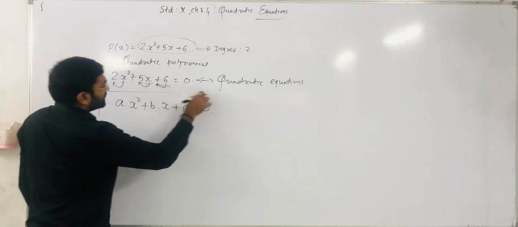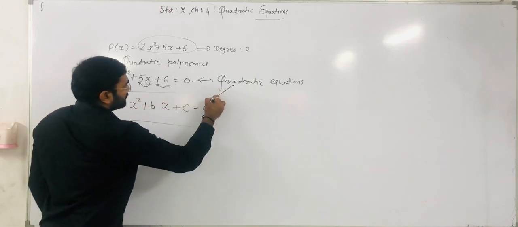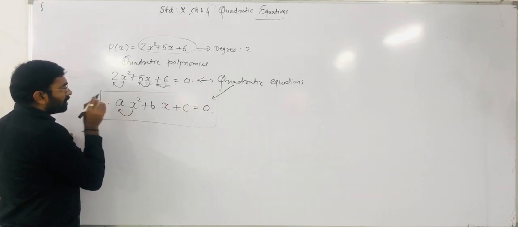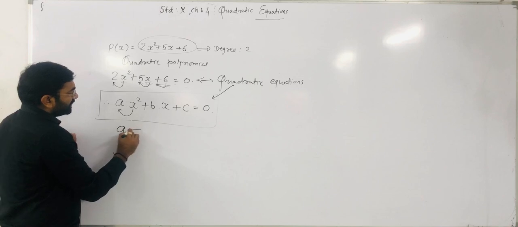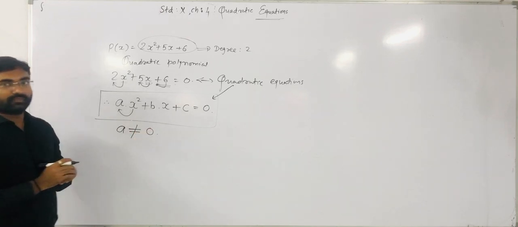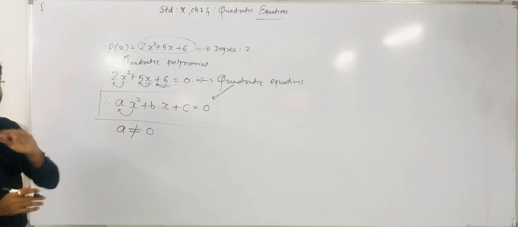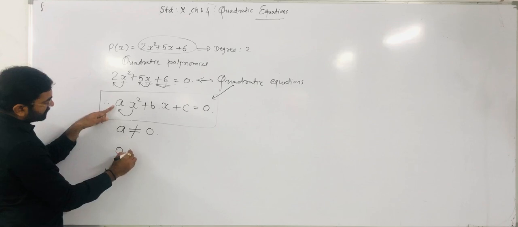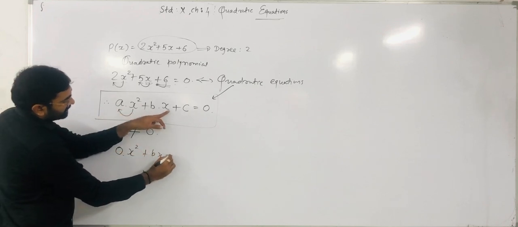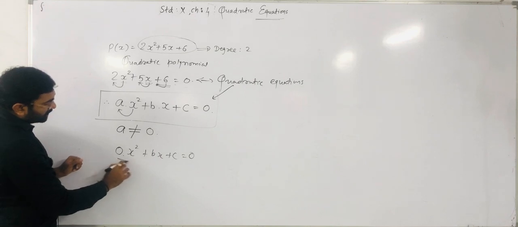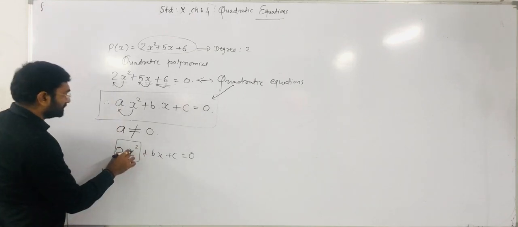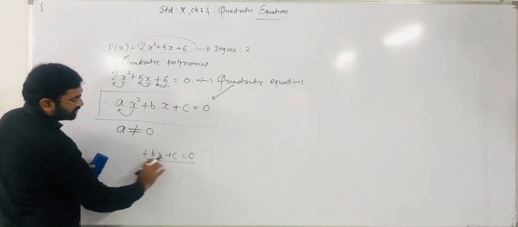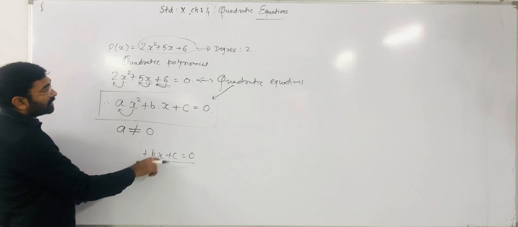So we can say this is the general form of a quadratic equation, where the x square coefficient a we cannot take as 0. Why? If you take a as 0, then you get 0 into x square plus bx plus c is equal to 0. So 0 into x square means you get 0 only. It means that term is cancelled out, and the equation becomes bx plus c is equal to 0. It is not a quadratic equation.